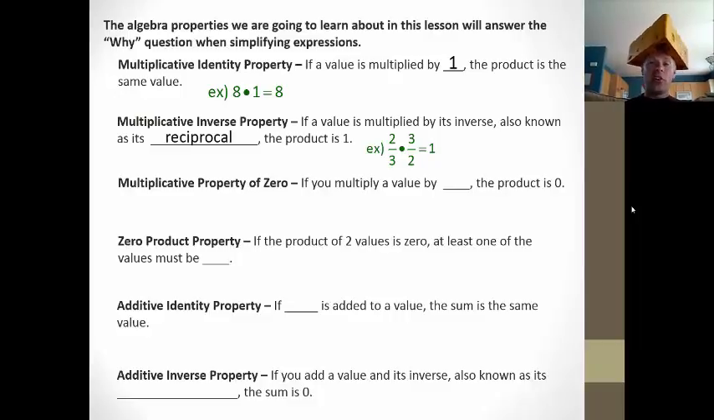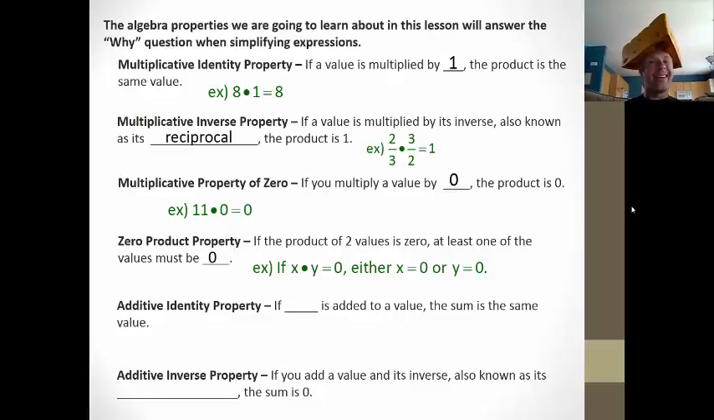The multiplicative property of 0 is one of our more simple properties that we use a lot. If you multiply any value by 0, the product is going to be 0, right? Zero product property. If the product of two values is 0, then at least one of the values must be 0. This is essentially saying it's impossible to multiply two numbers that are not 0 and get 0. Think about it. It's impossible. The additive identity property. Same deal as our multiplicative identity, except we're adding 0 to something to get the same exact value. In our additive inverse, if we add a value and its inverse, also known as its opposite, the sum is going to be 0. Negative 15 plus 15 is 0.